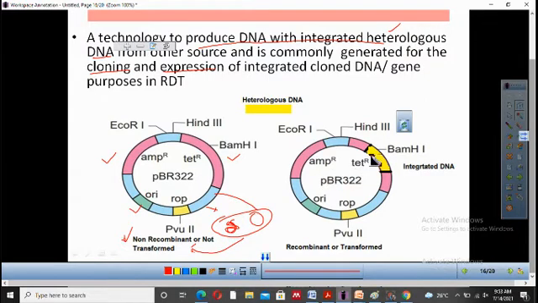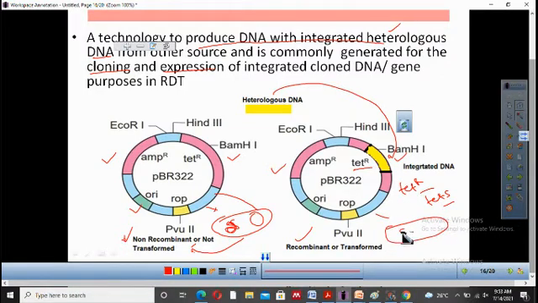But in this case, when the heterologous DNA gets inserted into the BamHI site, and the BamHI site is present within the tetracycline resistance region, then when it is integrated, Tet-R will be transformed into Tet-S, because the reading frame of this Tet region is disturbed. Such a plasmid is called a recombinant plasmid, because it has got the plasmid DNA as well as this heterologous DNA.